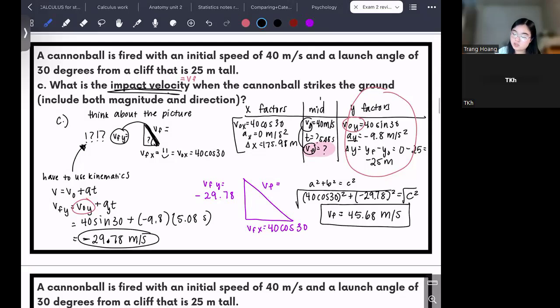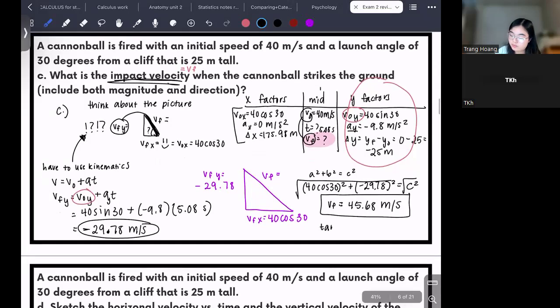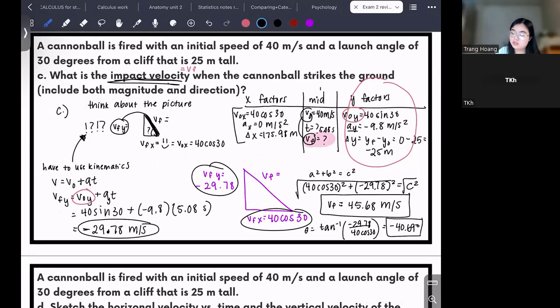And so we're just going to use our tangent once again. Our angle is equal to our inverse tangent of y over x. So y over x, so negative 29.78 divided by 40 cosine 30, or whatever that value is. That should get you an angle of negative 40.69. Okay, and that is your answer. So this is probably the hardest one of the three.